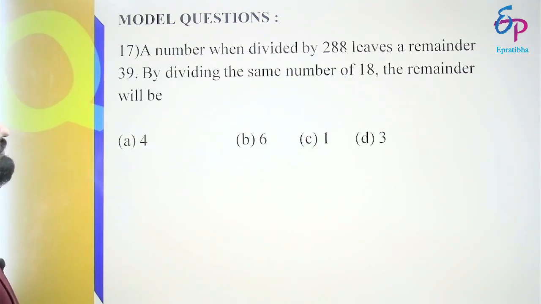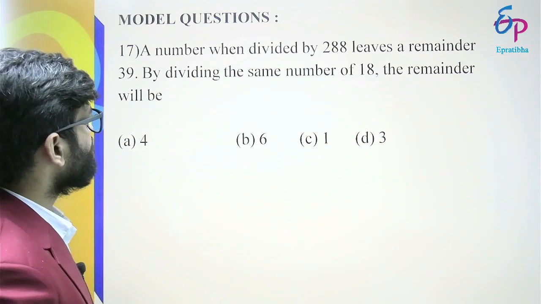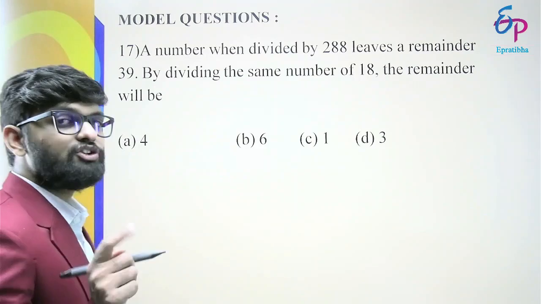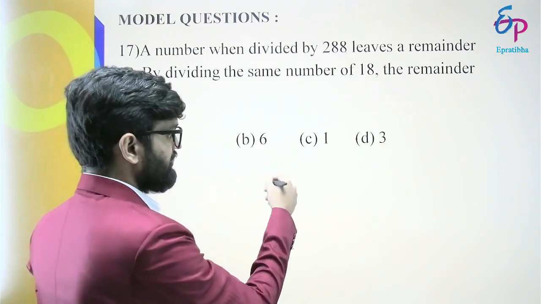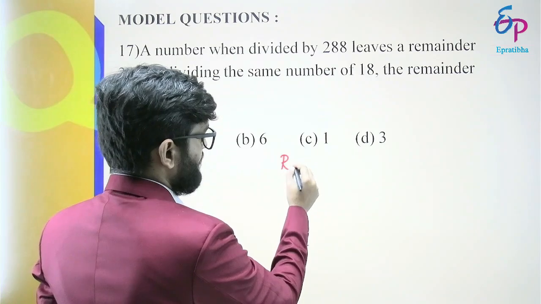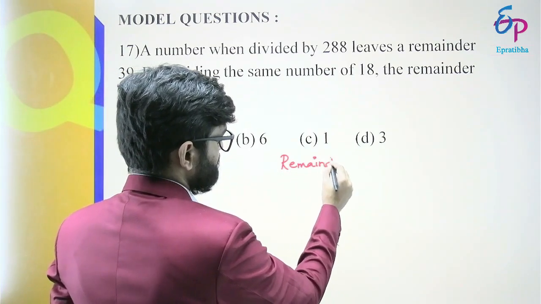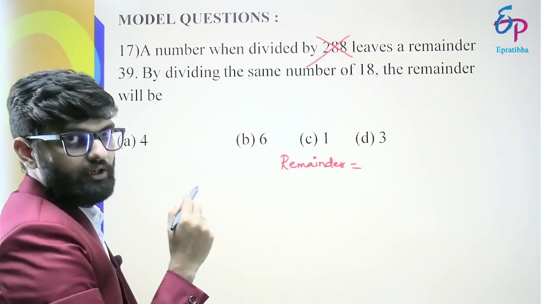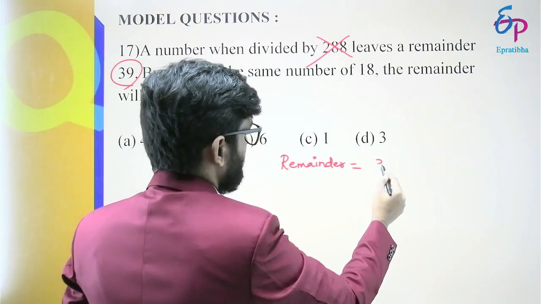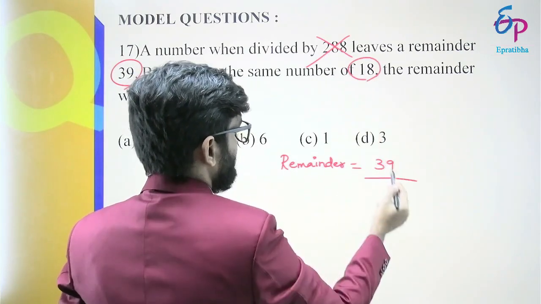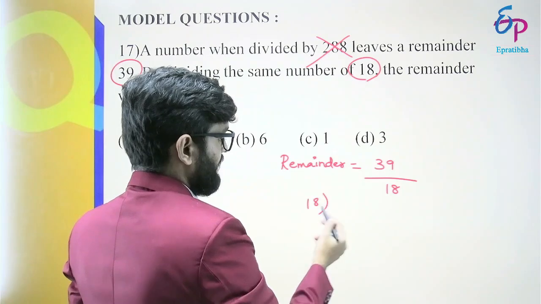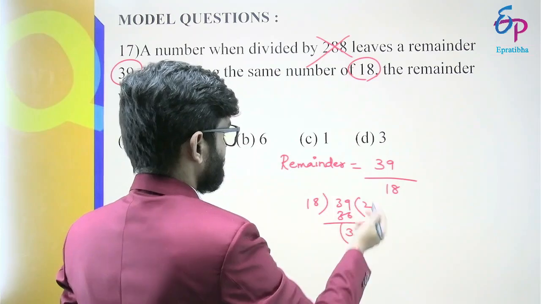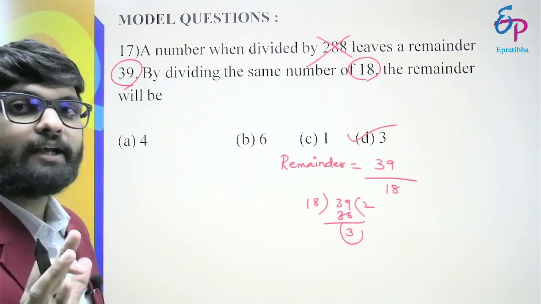A number when divided by 288 leaves a remainder 39. By dividing the same number by 18, what will the remainder be? I have given one shortcut formula for you in the previous session. You just need not take care of 288. You have to just divide this 39 in the numerator by 18. 18 2s are 36. How much is the remainder? It is 3.